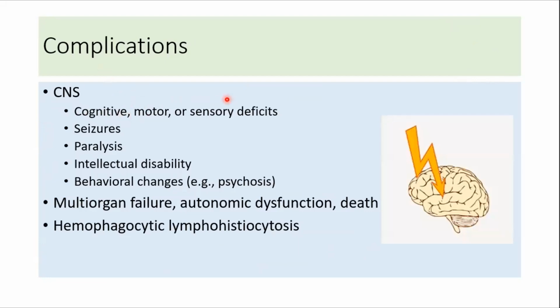Most of the complications are neurological complications like cognitive, motor, and sensory deficits, seizures, paralysis, intellectual disability, and sometimes even behavioral changes like psychosis. Sometimes this infection can cause multi-organ failure, autonomic dysfunction, and even death. And there have been a few case reports of hemophagocytic lymphohistiocytosis after Eastern Equine Encephalitis virus infection.